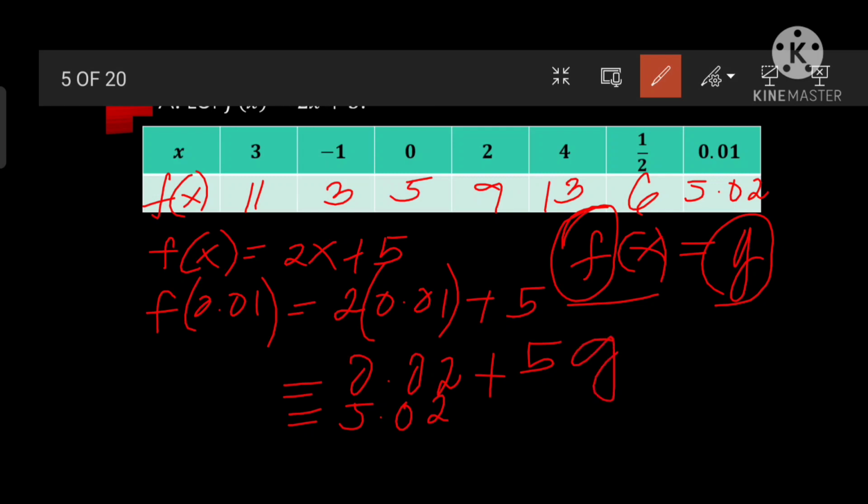We could have g of x, h of x, and so on, any letters from the alphabet. But in many books and examples, we usually see f of x, g of x, h of x. That means we're simply talking about y, or the value of y. So that's it on how to construct a table of values.